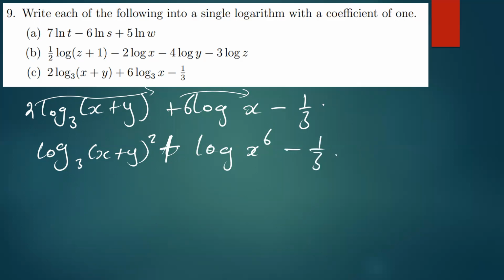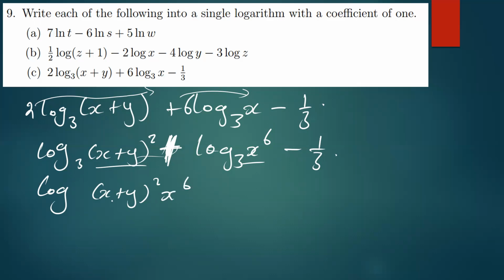So where there is addition there, according to logarithms, if you have addition, means that you are multiplying. So you multiply this and that because they have the same bases. So you only multiply and add logarithms with the same base. So we can do the multiplication so that we have log x plus y squared, then x to the power 6 base 3, and then minus 1 over 3. So this is the simplified version of that logarithm.